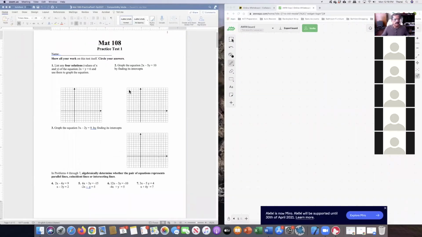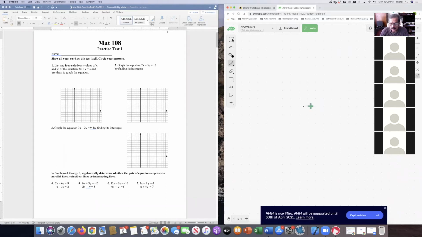All right, question number 2: graph the equation 2x minus 5y equal to 10. So we need to find at least 2 points on the graph. Actually, it says find intercepts. So we have to find the intercepts.